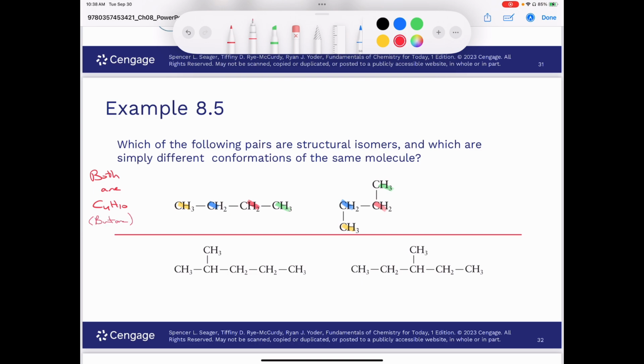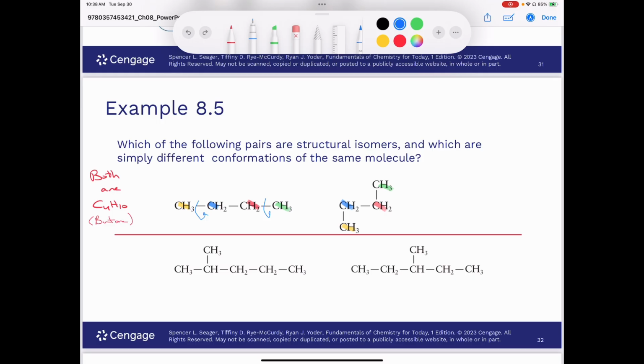The only difference between the two is that we're showing rotation around this bond and this bond, right? They're just rotating those bonds. And so then you end up with this structure here. And so these are simply different conformations of the same molecule.